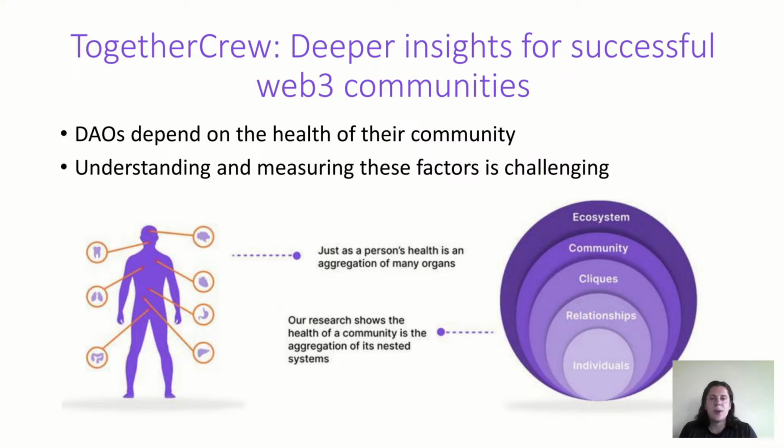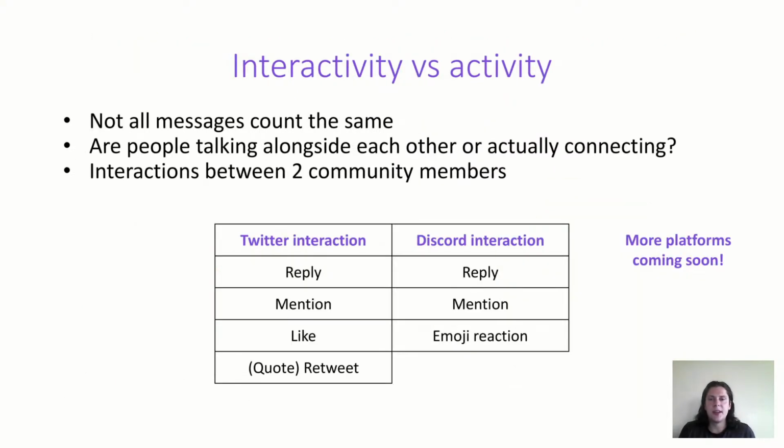our research shows that the health of a community is the aggregation of its nested systems. And so we look at the individuals, at the relationships between individuals, at cliques. So these are smaller subgroups of individuals that are part of the community, and also how these smaller subgroups are related to each other within the community. And finally, also how the community is part of a larger ecosystem of other connected communities. And so in this talk, we'll mainly focus on the relationship between individuals. And we'll be doing that for Twitter data.